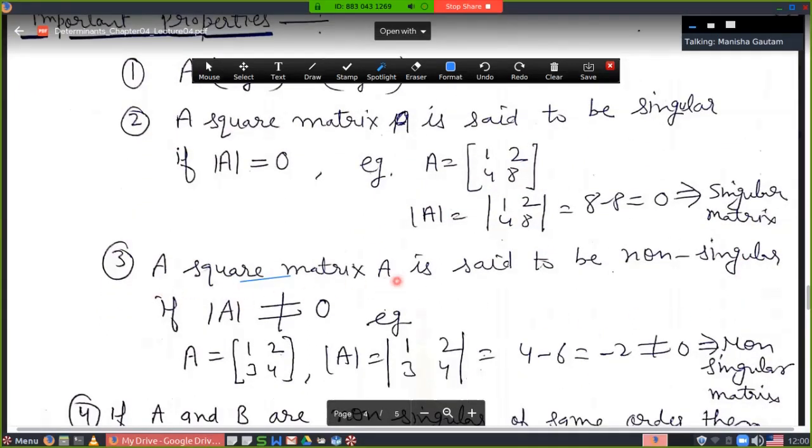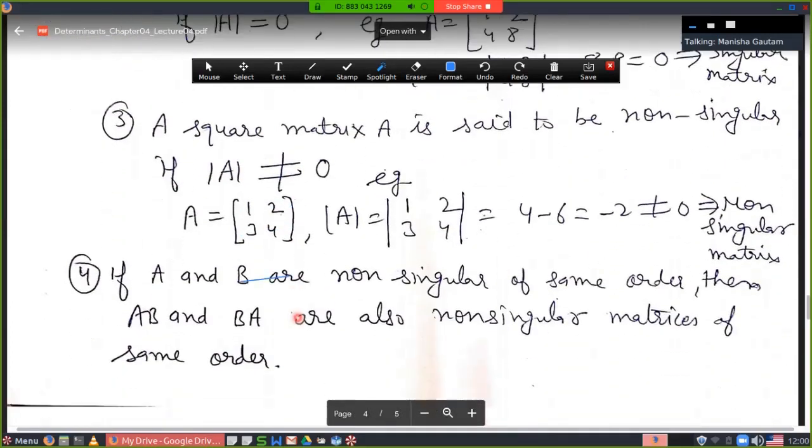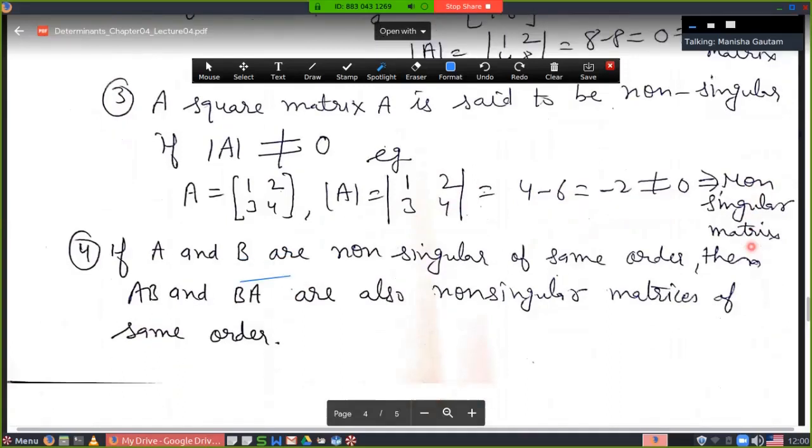Now next is non-singular. A square matrix A is said to be non-singular if its determinant value is not equal to 0. Here is an example. A is equal to the matrix 1, 2, 3, 4. Calculate its determinant value: 4 minus 6, that is minus 2, which is not equal to 0. It means this matrix is a non-singular matrix because its determinant value is not 0.